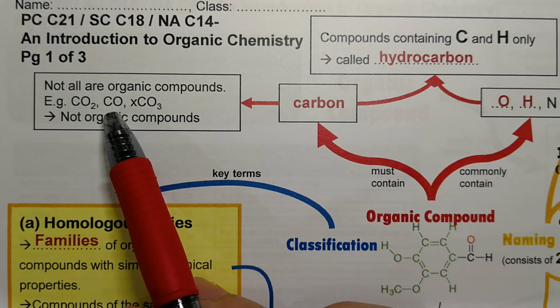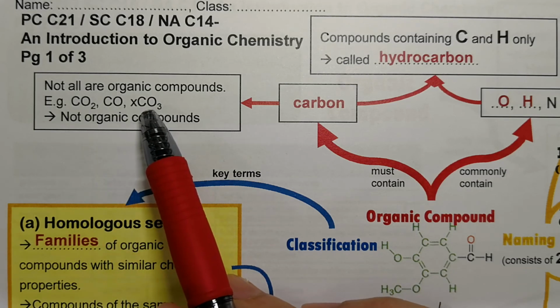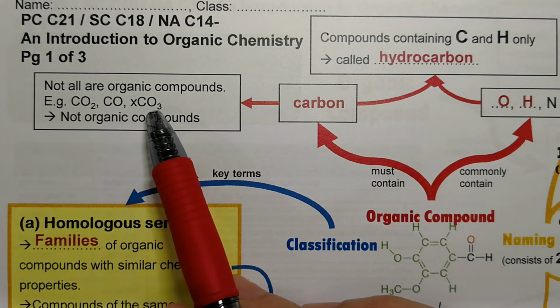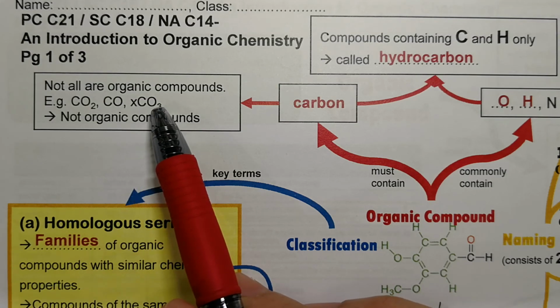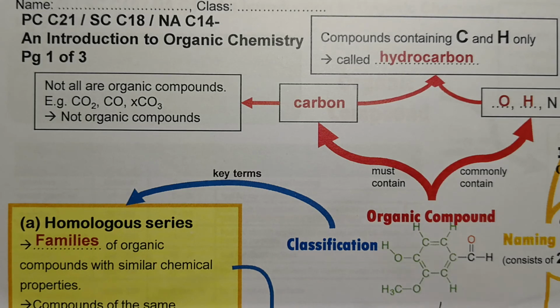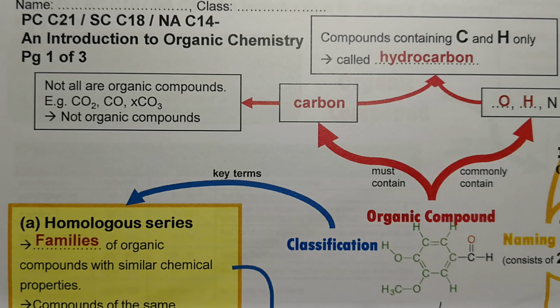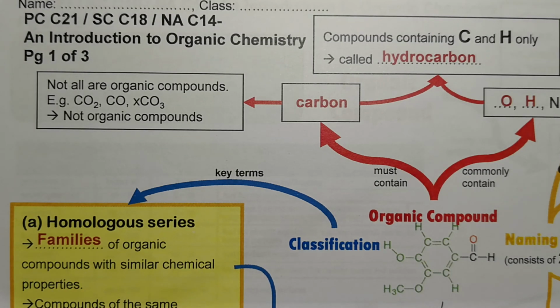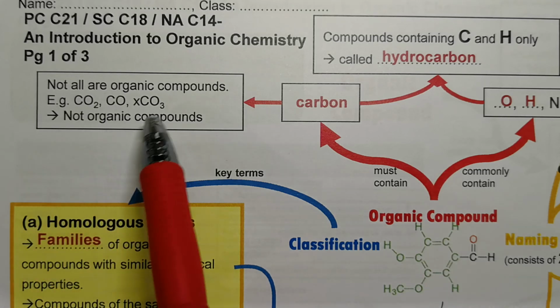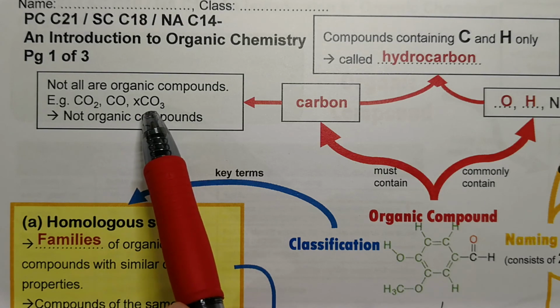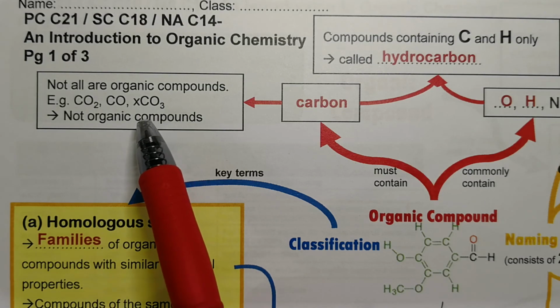Likewise for carbon monoxide, likewise for XCO3. This X can be like calcium, magnesium, like calcium carbonate. So XCO3 basically is all the metal carbonates. They are not organic compounds. So while all organic compounds contain carbon, not all carbon-containing compounds are organic compounds. These are the three exceptions of compounds that have carbon, but they are not organic compounds.